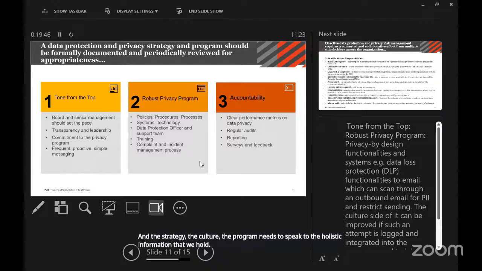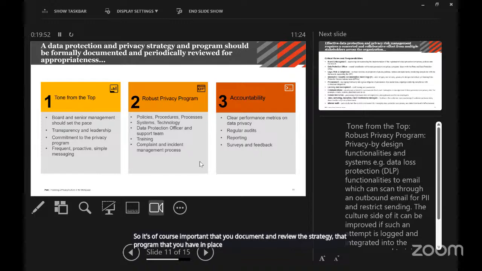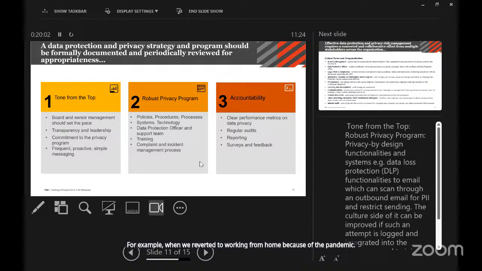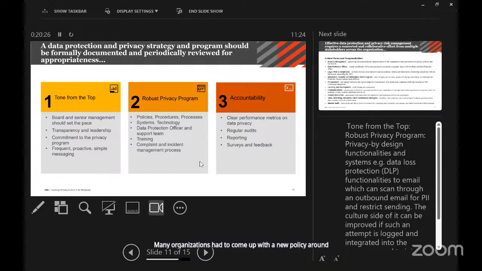So it's of course important that you document and review the strategy, the program that you have in place, as well as the environment in which you operate. For example, when we reverted to working from home because of the pandemic in 2020, many organizations had to relook at their strategies regarding data privacy and make amendments to their existing policies. When we introduced the work from home avenue in order to limit movement and to manage the continuity of business, many organizations had to come up with a new policy around protection of data while you're working remotely. So things like that need to inform what you're doing.